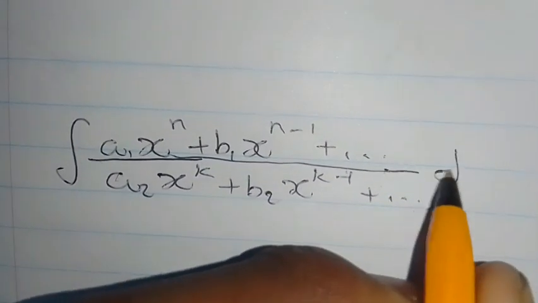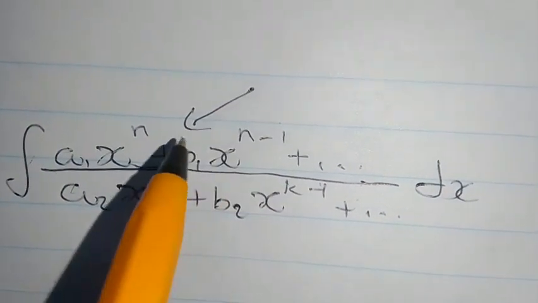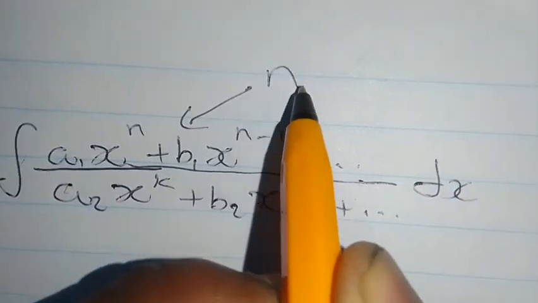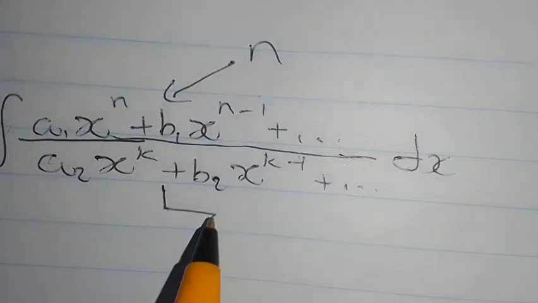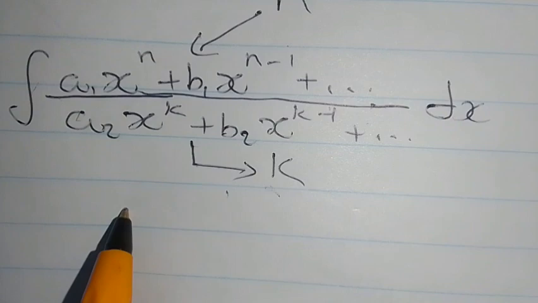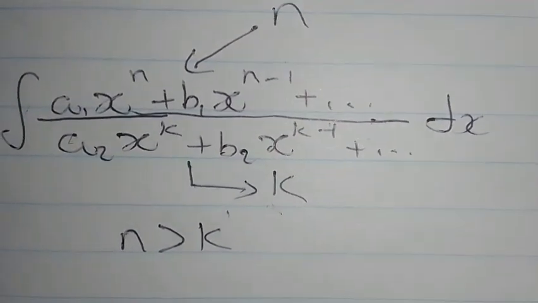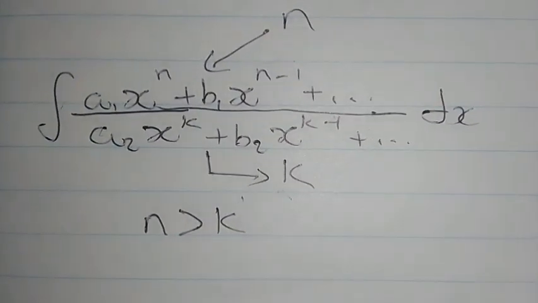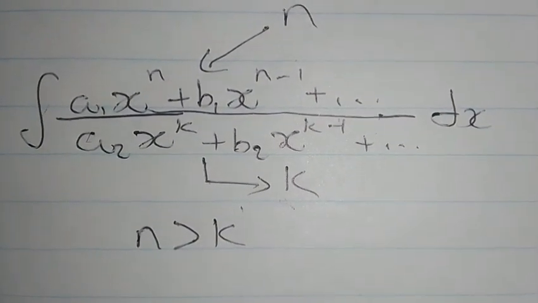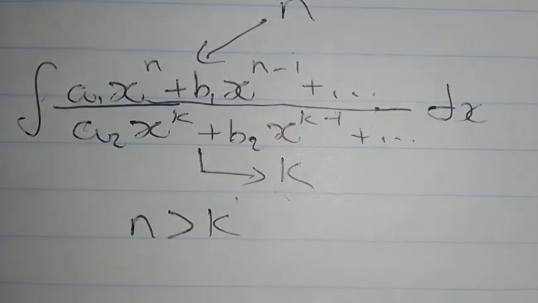So now here you have two polynomials. This polynomial in the numerator is a polynomial of degree n, and from the denominator you realize that you have a polynomial of degree k. Now suppose that n is greater than k. If n is greater than k, that's where you have to work out a long division. So you need to keep that in mind, that if the degree of the numerator is greater than the degree of the denominator, then you can use a long division.